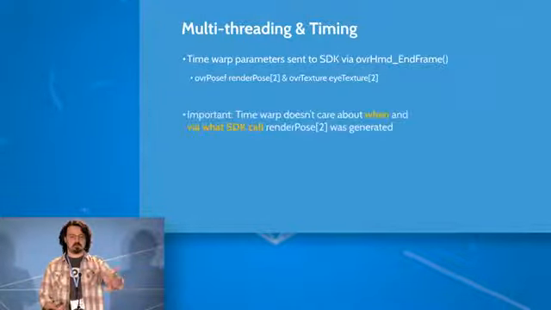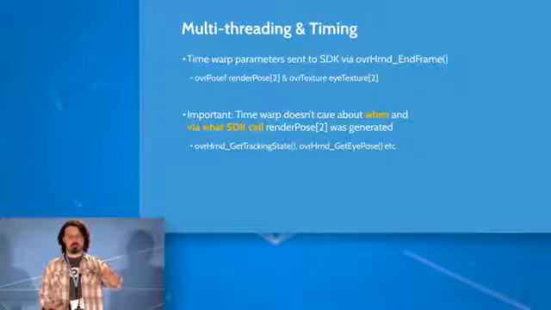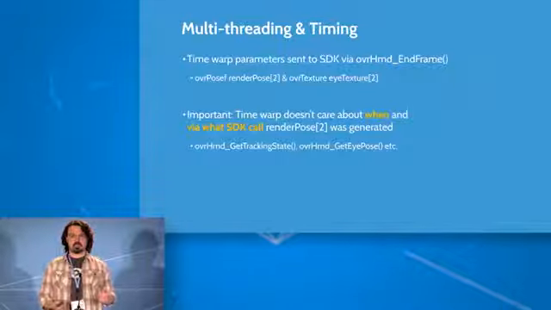Now, the parameters that get sent to the Time Warp are all basically going into your end frame call. Essentially, those are simply your 2 render poses, 1 for each eye, and the 2 textures, again, 1 for each eye. Although, like I was pointing out before, you can share those textures for each eye. The most important thing I should point out about this, though, is that Time Warp in itself does not care at what point the head-mounted display was sampled prior to Time Warp or via what SDK call that render pose was generated. As long as you're providing the render poses that were genuinely used for creating those eye textures, Time Warp will be able to account for that.